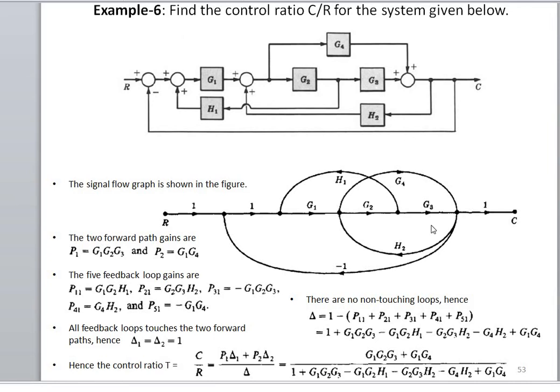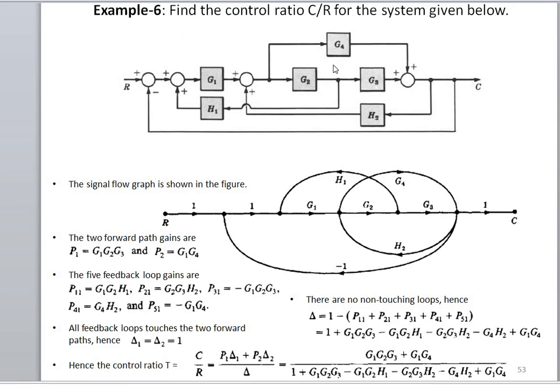And between this I can write the gain as G3, and the output, of course output C, is represented with a node C. Between G3 and C, since there are no blocks, these three are represented as one node, and between these nodes, since there are no blocks, I can represent it with a 1, or unity sign.